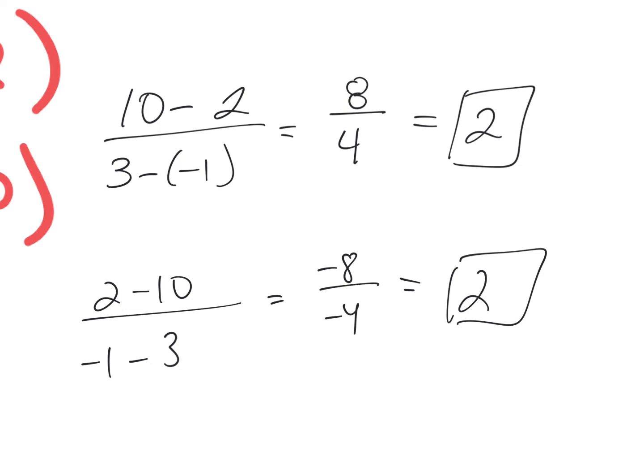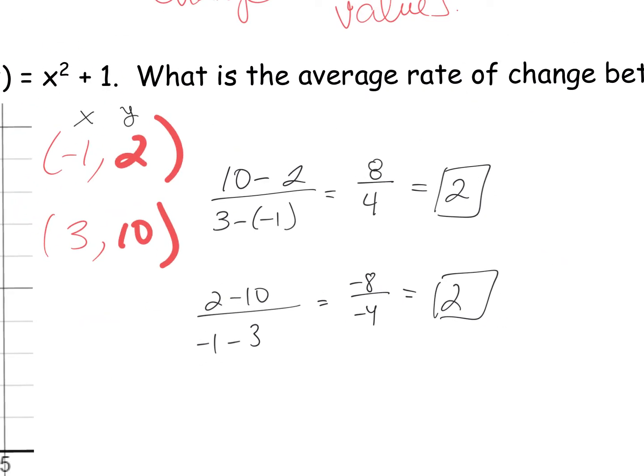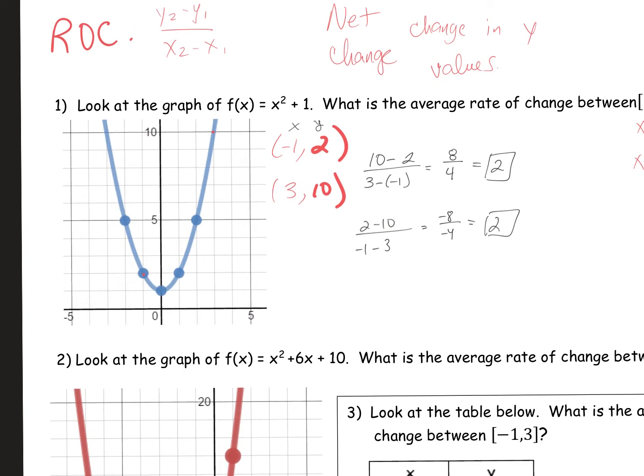But since my average rate of change is positive, what does that mean over this interval? What is my function doing? It's going up. It's increasing. If it was negative over the interval of -1 to 3, you would tell me it's doing what? Decreasing. Good.